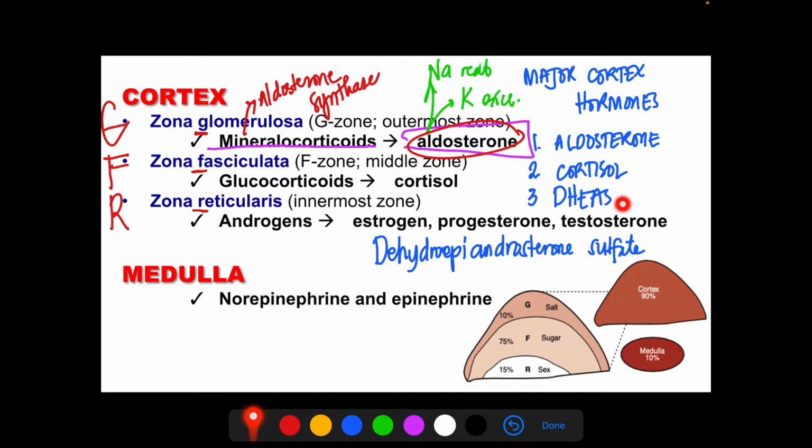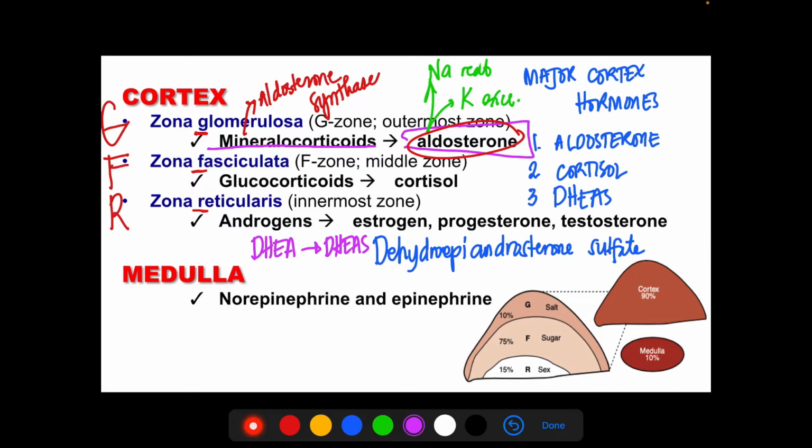DHEAS, so this one, it is sulfated not on the fasciculata layer but on the reticularis layer. Again, the DHEA is sulfated in the reticularis or R zone. And again, that reticularis is the innermost zone, so it makes up about 15%. So it will sulfate the DHEA to DHEAS. So that's again dihydroepiandrosterone sulfate. Okay, again, that's the main adrenal androgen.